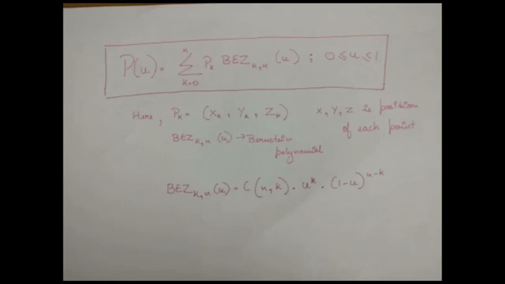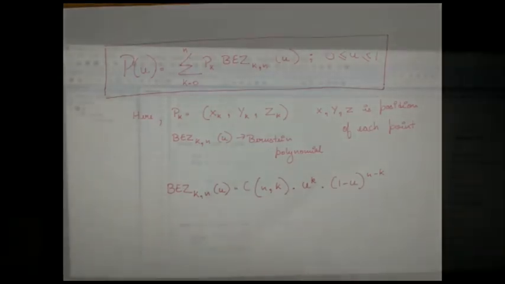Here I'll explain the binomial coefficient formula. In this we are talking about the formula. P of u is the summation from k equals 0 to n of P of k times B of k,n, where u should be a value between 0 and 1. Now x, y, z is the position of each point, and it is a polynomial also. We are simply calculating the powers of this. It is very simple to understand, and the implementation is very important.